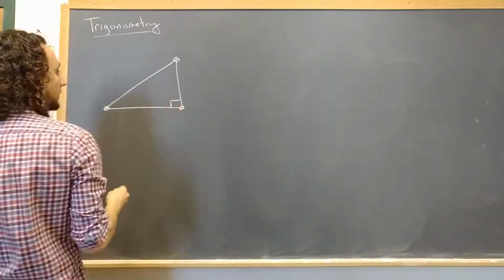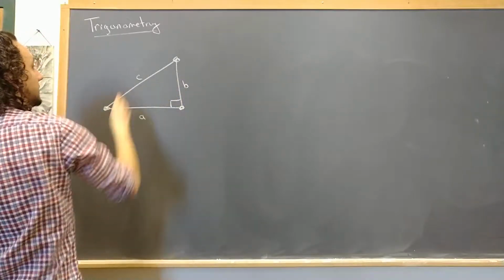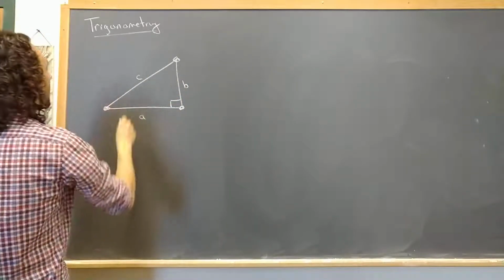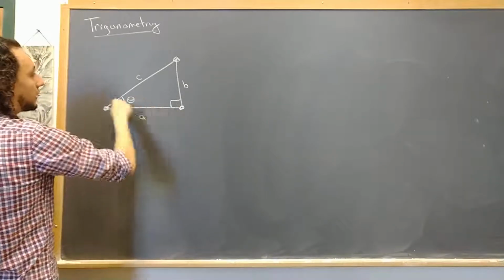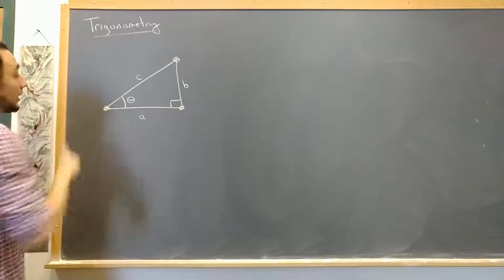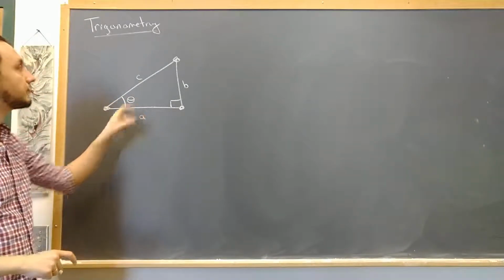So here I have a right angle triangle. I'll label the side lengths A, B, and C. And in trigonometry, I want to focus on one of the particular angles, not the right angle, one of the other two, so I'll pick this one. And I'll label it as well. This is lowercase Greek theta.